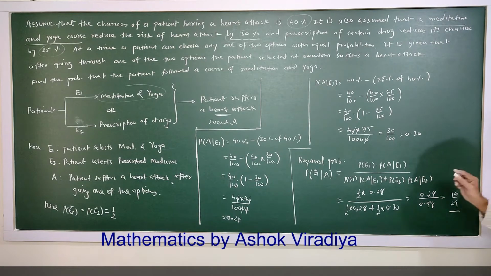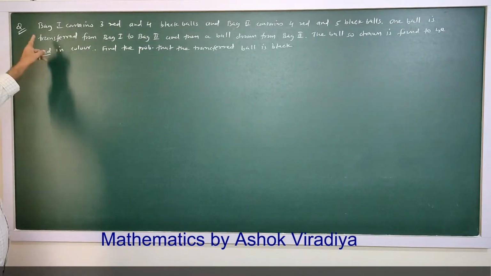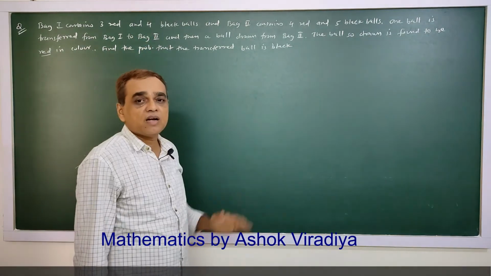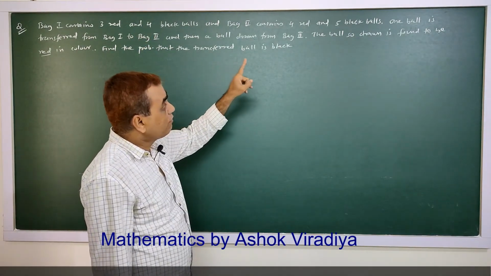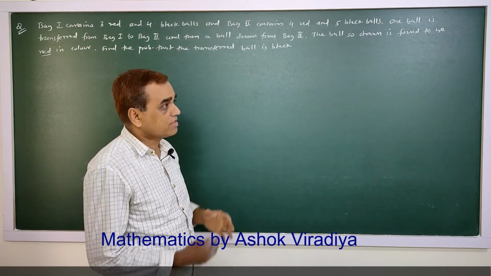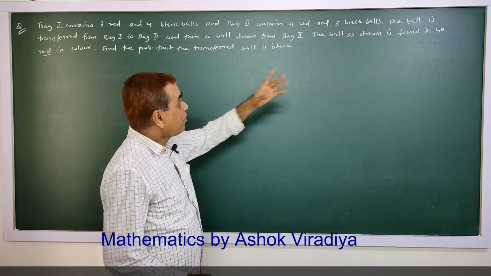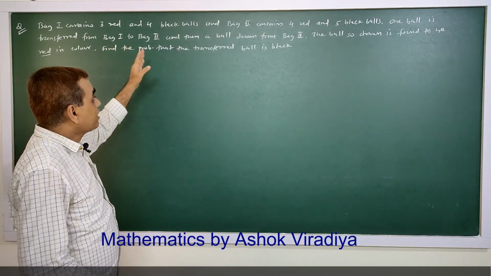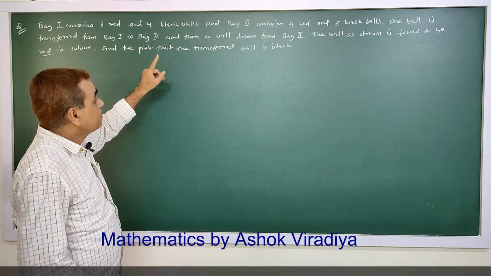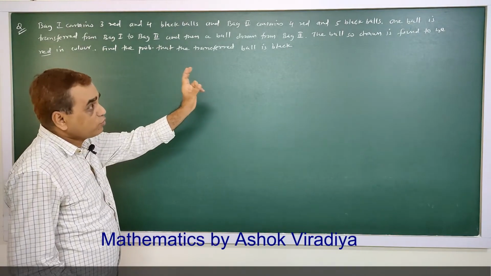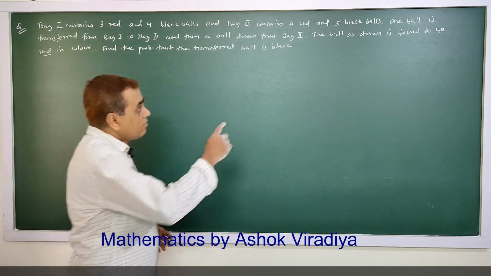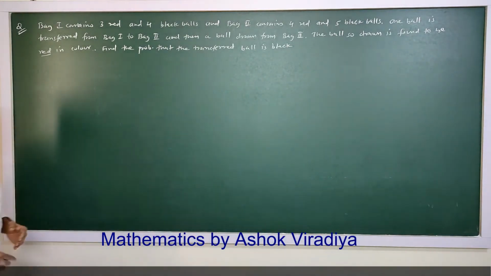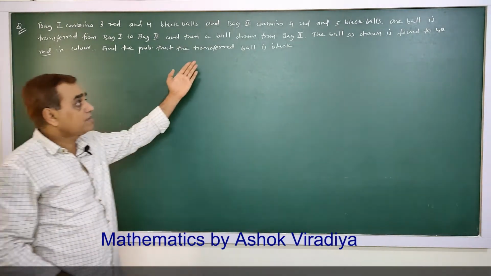This is the required probability. Now the next question: Bag 1 contains 3 red and 4 black balls, and bag 2 contains 4 red and 5 black balls. One ball is transferred from bag 1 to bag 2, and then a ball is drawn from bag 2. The ball so drawn is found to be red. Find the probability that the transferred ball is black.